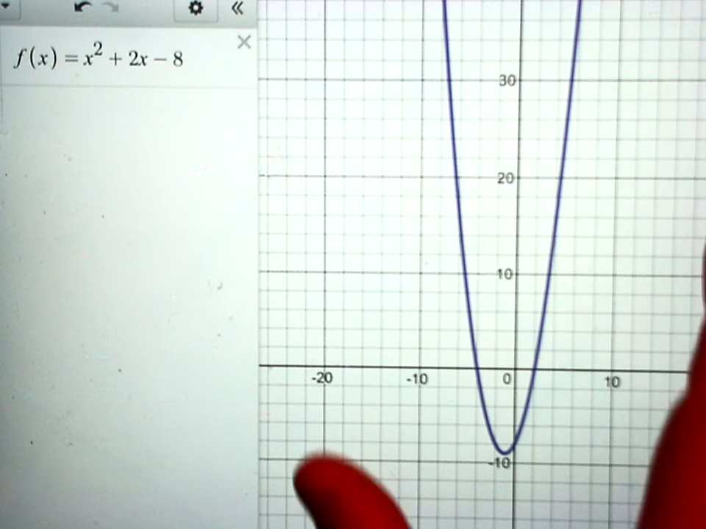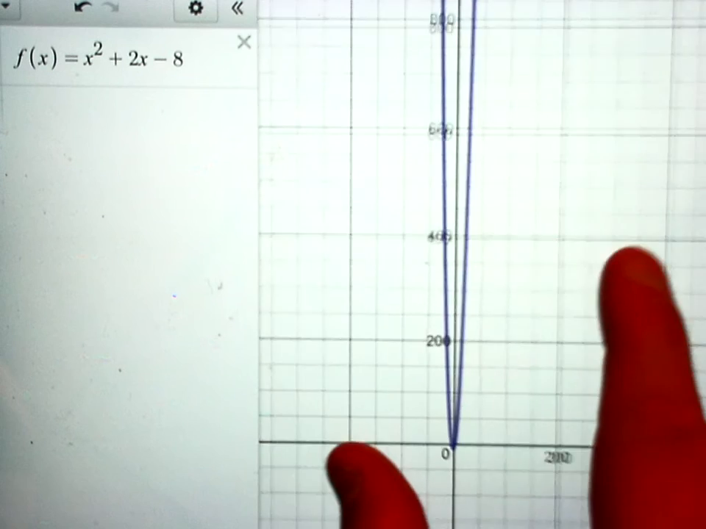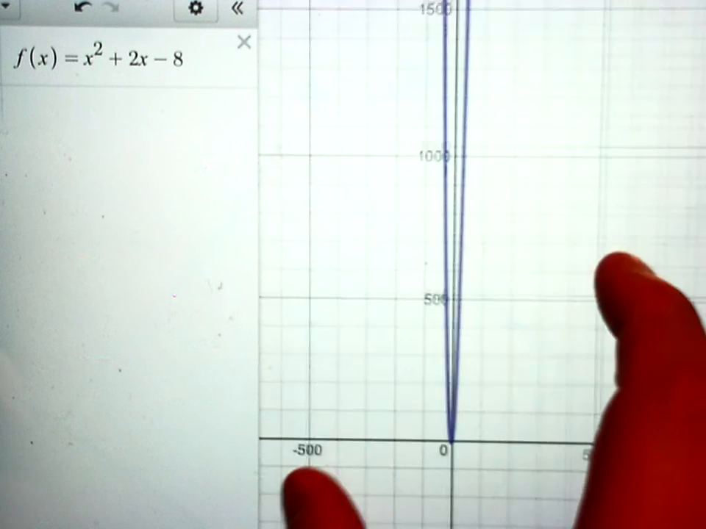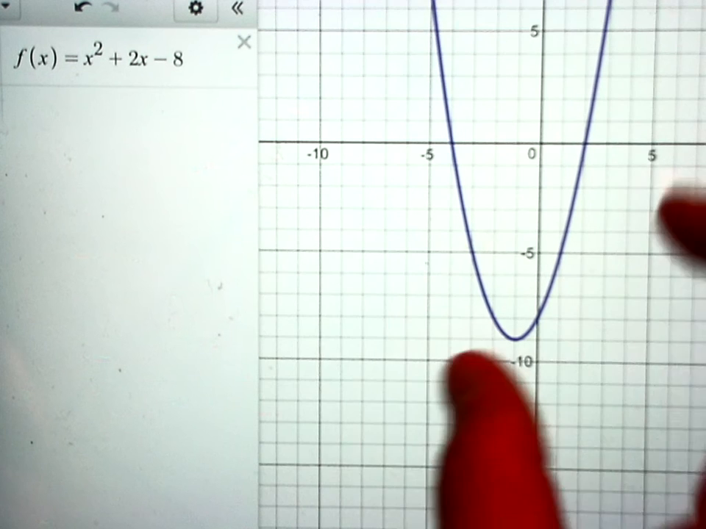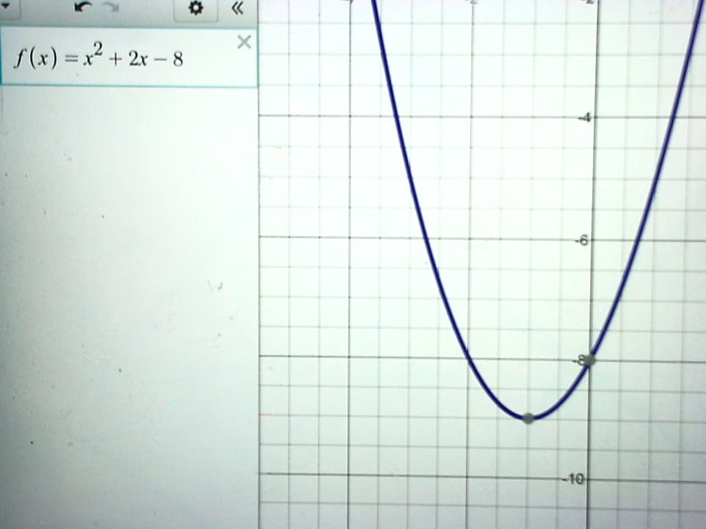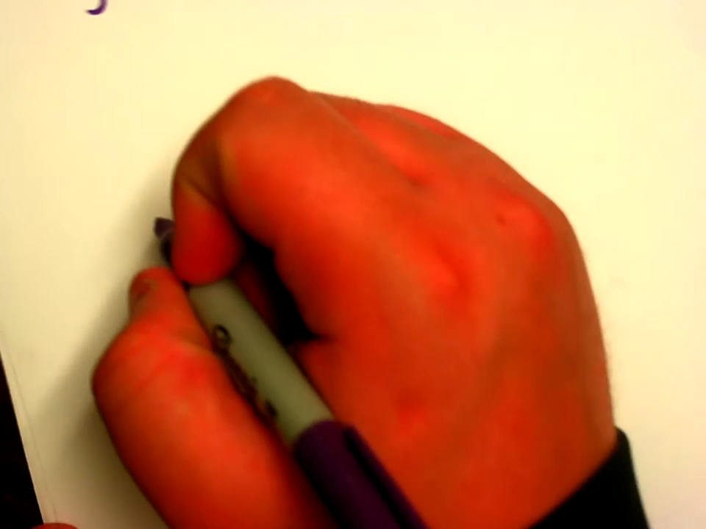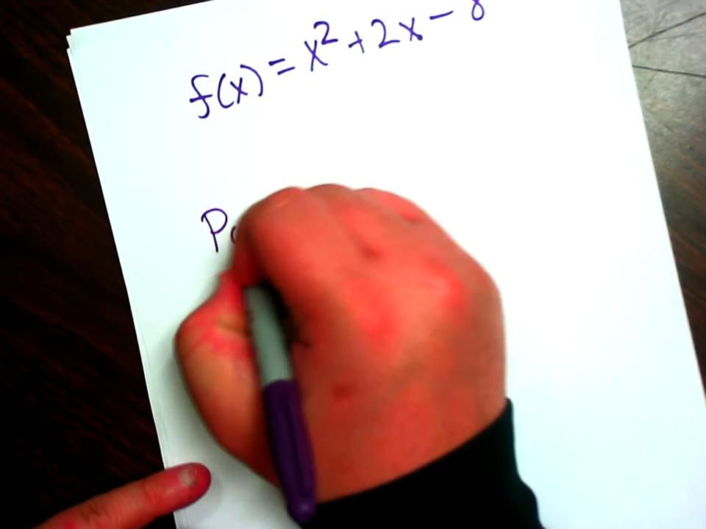Okay, this curve. If we zoom out, we can see it goes up and up and up forever and ever. But when we zoom in, you can see the bottom of this curve stops somewhere and then it goes up forever. Okay, so that's kind of the iconic curve. And so this curve is called a parabola. Okay, the term for that curve is a parabola.